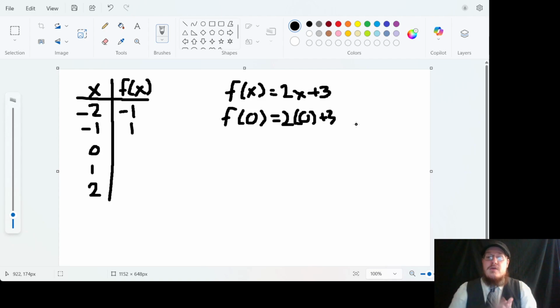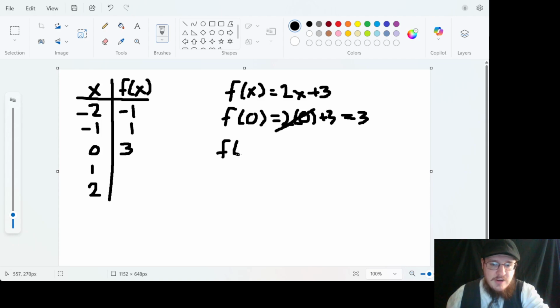Now, anything times 0 is going to be 0. So this 2 distributed to 0, or 2 times 0, bam, cancels out, because anything times 0 is just going to be 0. Boom, we just get 3. Okay, so easy peasy for this. Fly through these last ones here. F of 1, we plug in our 1 for x.